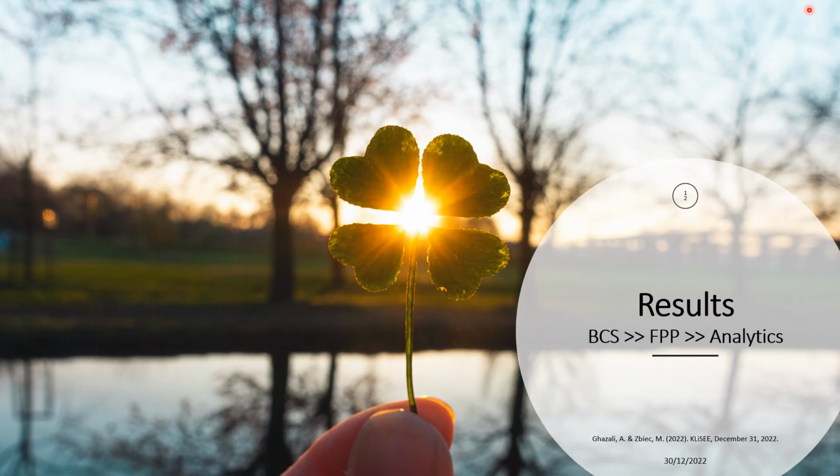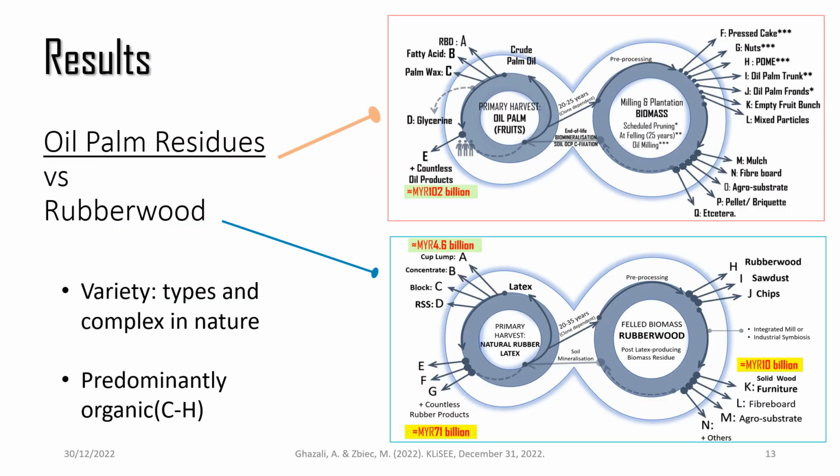Current progress, therefore, shows BCS demonstrates the higher level of biomass variety types and compositional complexity coming from the oil palm plantation and milling. These are in contrast to rubber wood, and thus the processing complexity needs to be expected.